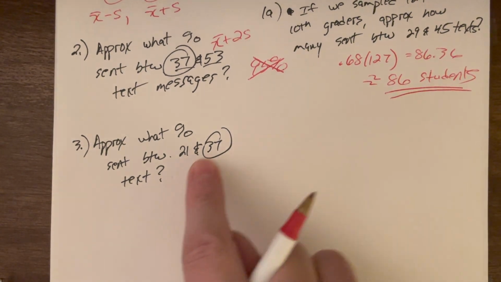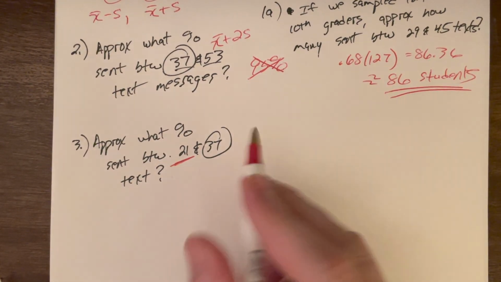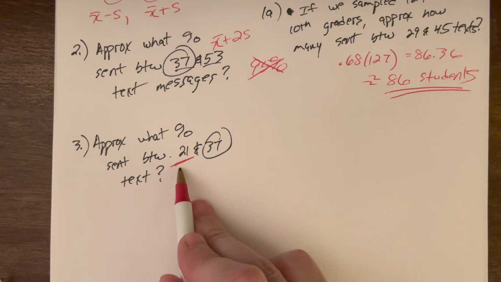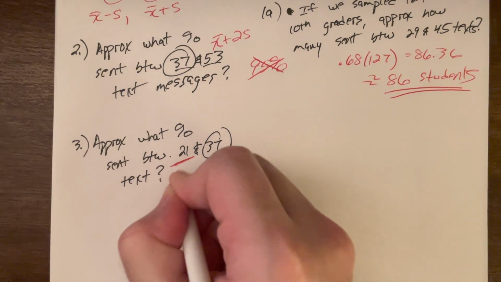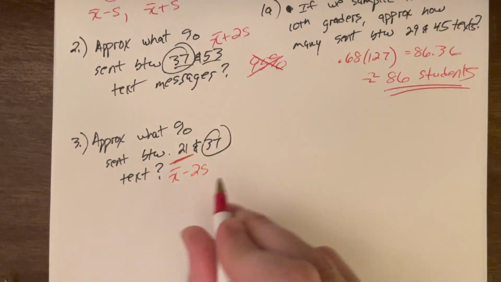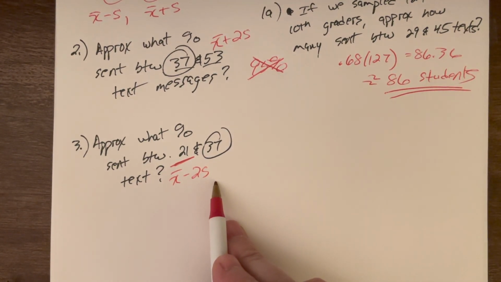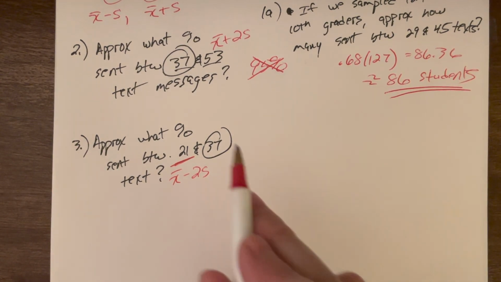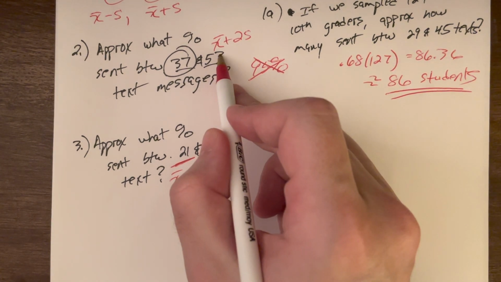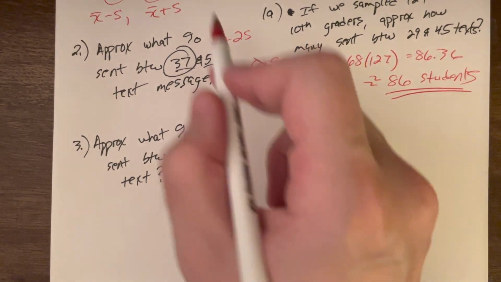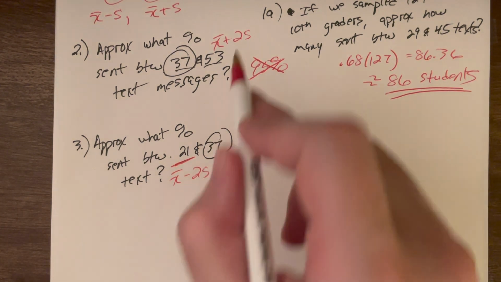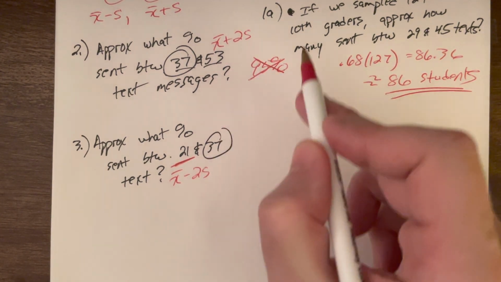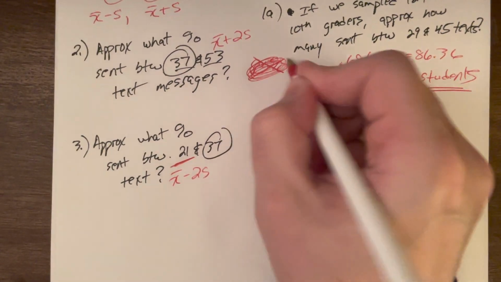Similar to number 3. 37 was the mean. What's so special about 21? 21 is 16 units smaller, so that is the mean minus 2 standard deviations. So if I asked you what percentage of students sent between 21 and 53 text messages, that would be just like problem number 1, except you'd go 2 standard deviations below to 2 standard deviations above. That would give you the full 95%.